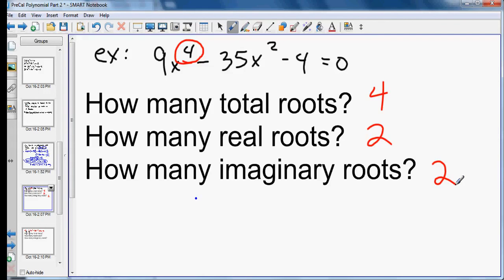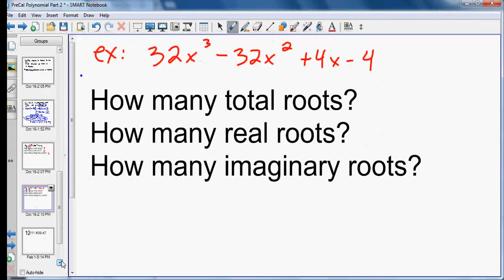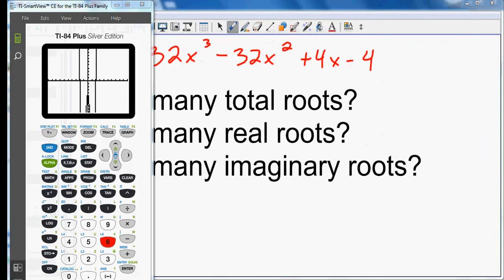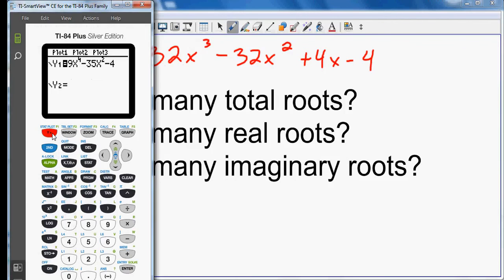So let's try another one like that. 32x cubed minus 32x squared plus 4x minus 4. I go to the graph.